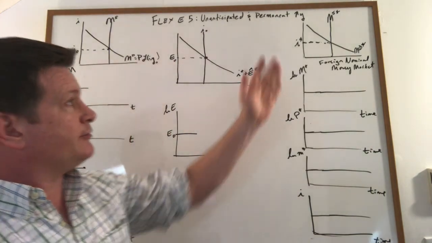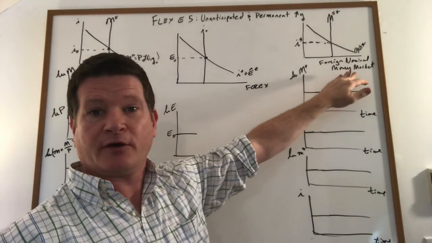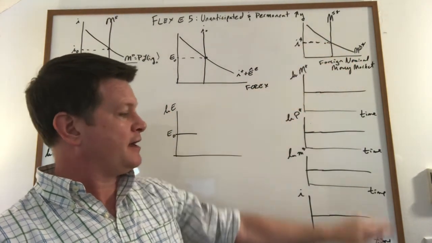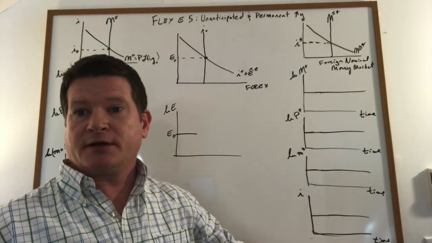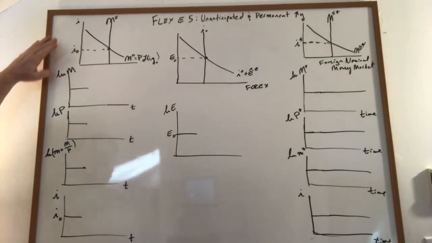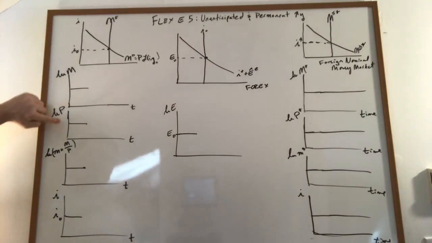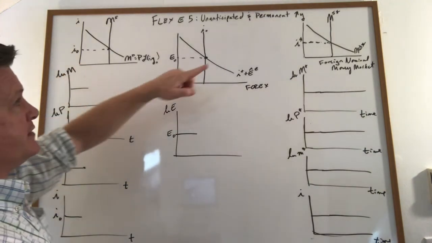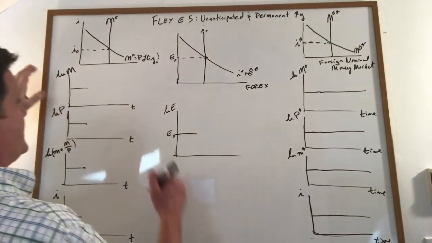So first thing to note, the foreign nominal money market is totally unaffected. The foreign money market is not affected. Everything stays as it is, totally unchanged. No need to do anything there. We start in steady state. Everything is cruising along in equilibrium over time when suddenly real GDP increases.